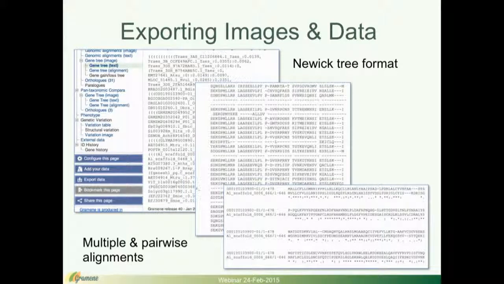Other types of data that can be downloaded or accessed. If you're looking at a gene tree, you can actually get a text version of that tree in Newick format. You could get the multiple sequence alignment that gave rise to that tree. And for individual ortholog or paralog relationships, you can get pairwise protein sequence alignments.